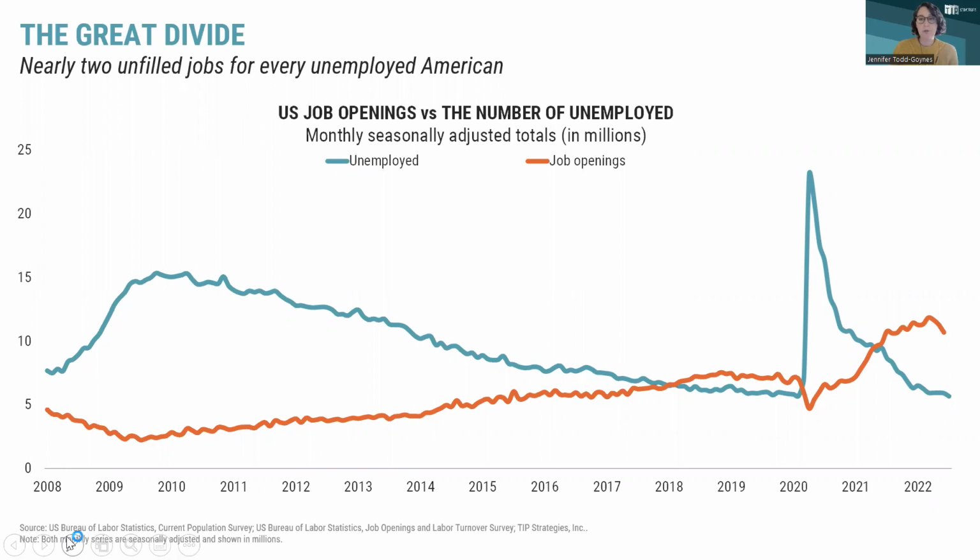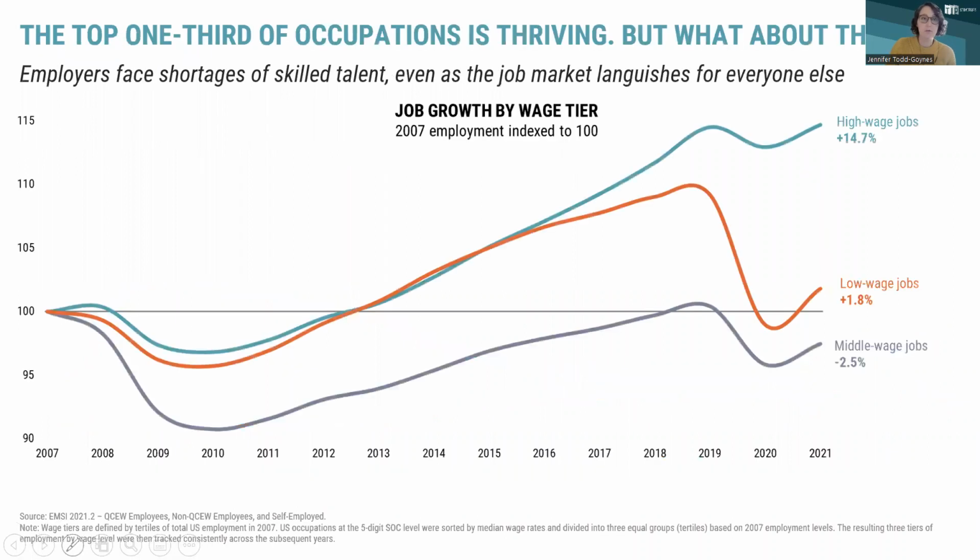One is looking at unemployment versus the number of job openings. And what we can see here is the red line for job openings shows about 2 times as many unfilled jobs as unemployed folks to fill those jobs. And so what we really see here is an opportunity to plug more people into the workforce.